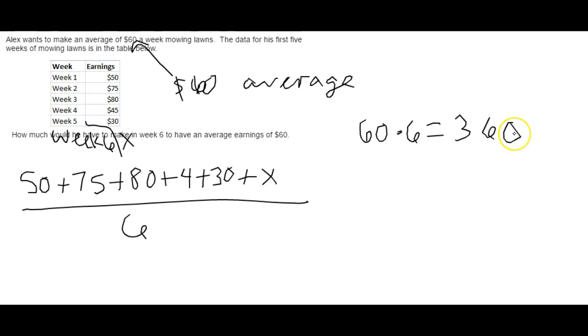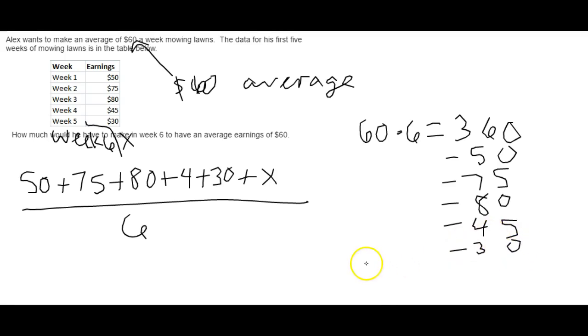We need to take this number and subtract everything else from it. Subtract the 50, subtract the 75, 80, 45, and 30. When we do all of that, we'll get our week 6 number, which is how much Alex would need to earn so that he has a weekly average of $60. When we subtract it all, we get 80. And you can do it by hand, but it's better to use a calculator.